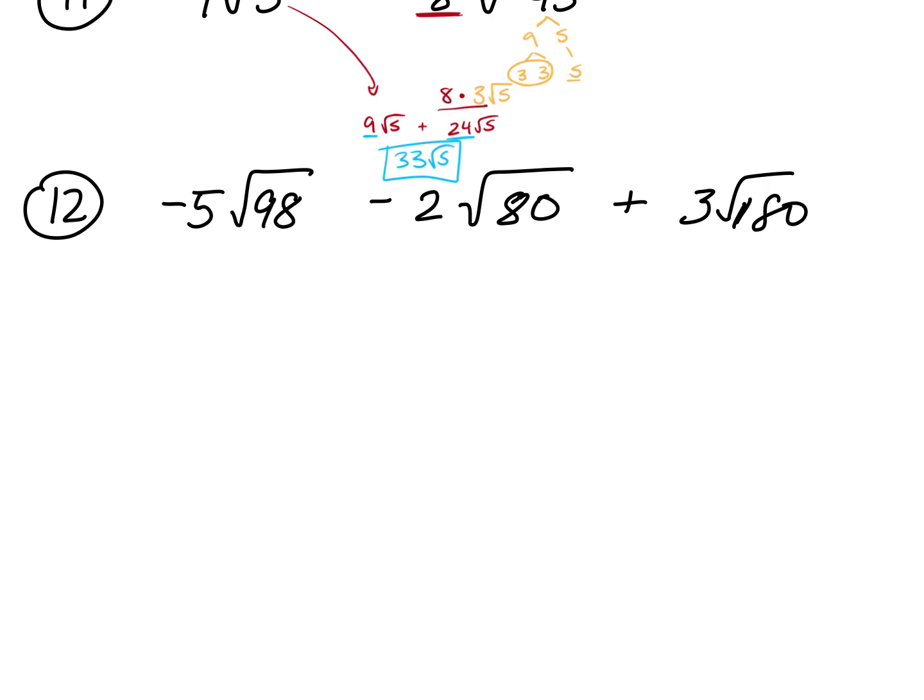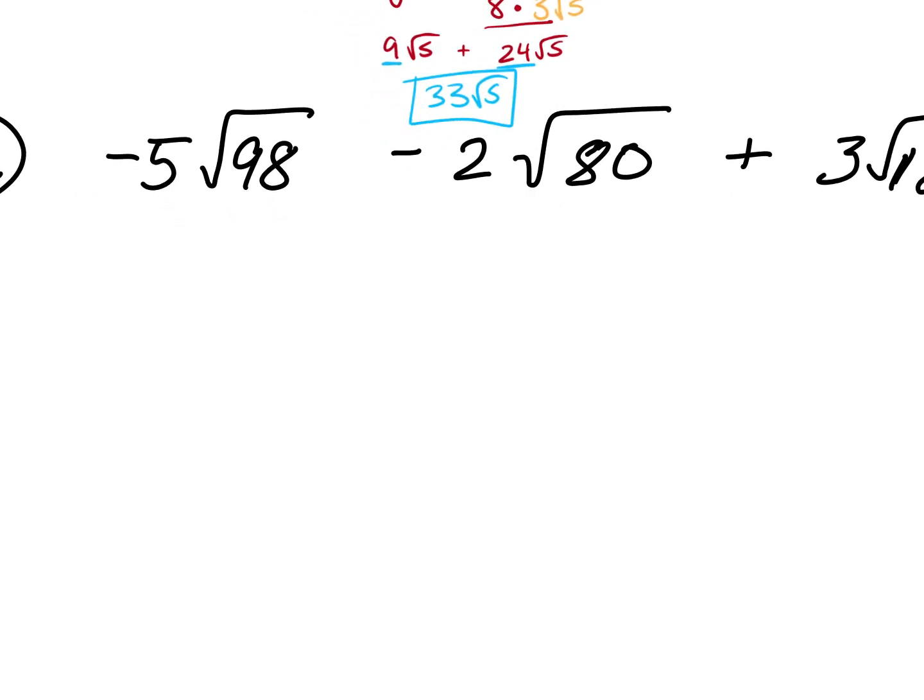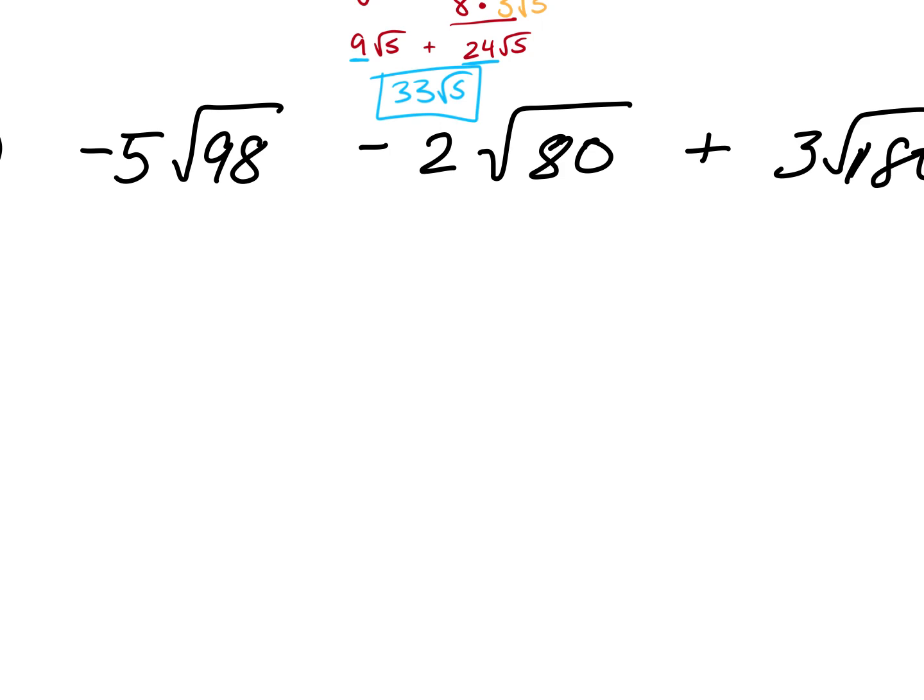Number 12 is the same. We just need to break down each radical separately because we can't add them together yet. We need to simplify it to see if we have the same and then add together whatever our like terms are. So we have the square root of 98. What are 2 factors of 98? 49. Awesome, 49 and 2.